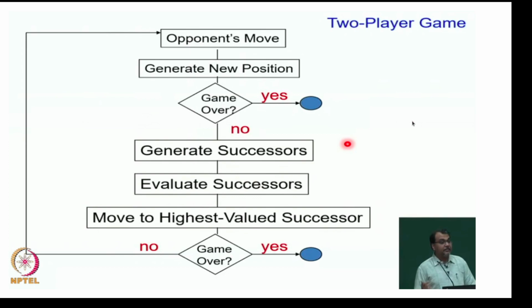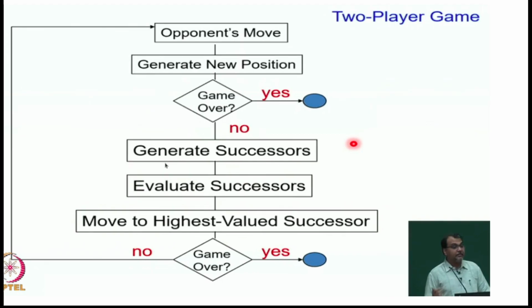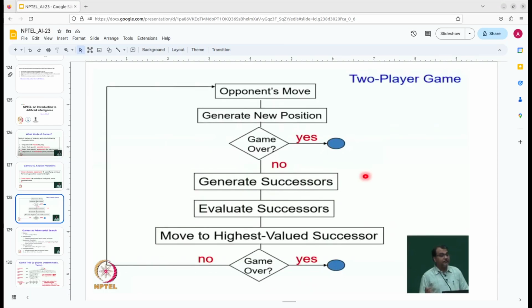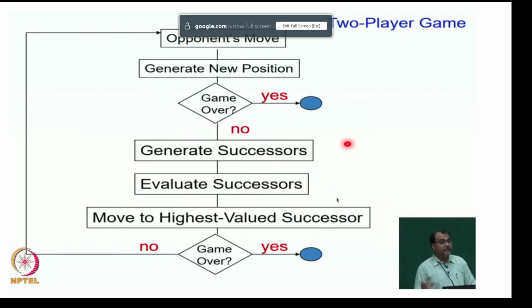Then game over. If it is so, then let it be. These blue circles are the terminals. If no, then the opponent will take the move. If you see this loop, no, right? So this is how the game has been played. Two players have been shown here. It might be multiple players as well.